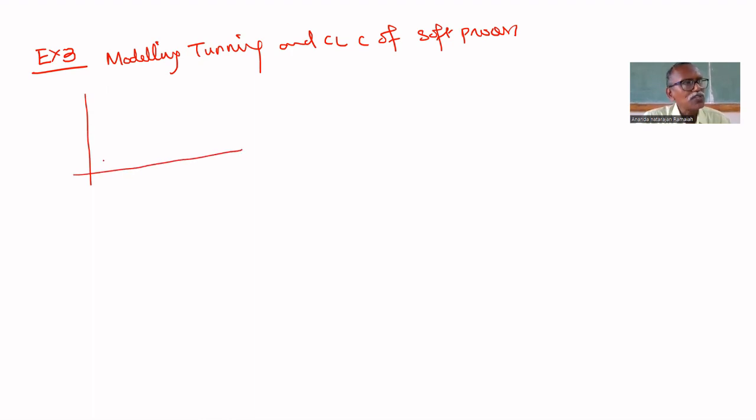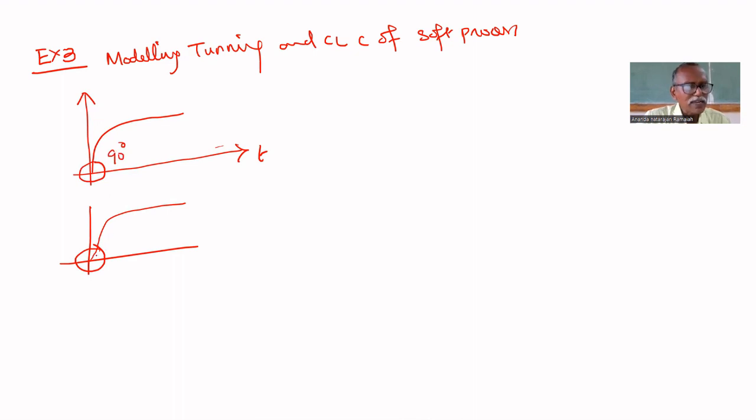If I draw the step response of a first order process, if you give a step input, the response will be looking like this. Am I correct or not? First order response. Second order, what is the difference between first order and second order? Here, you can notice that the angle is 90 degrees. For second order, it is not 90 degrees. That is the difference. Otherwise, both are looking the same.